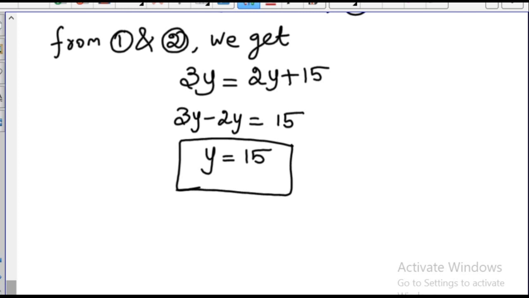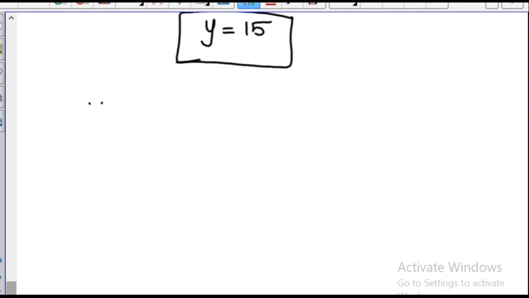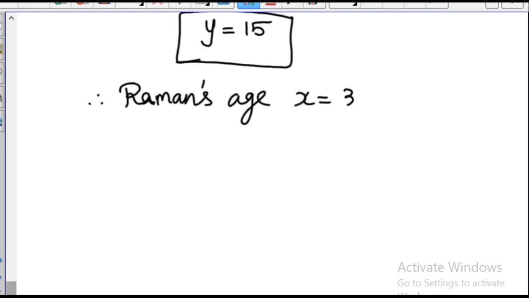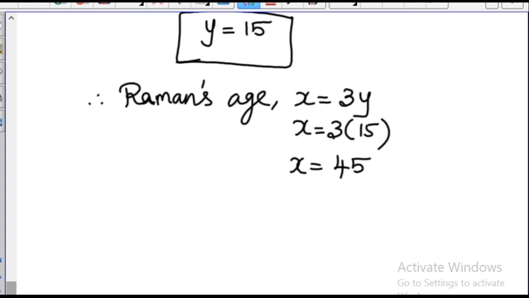What is that y? The sum of the two sons' ages. But in the question they are asking Raman's age. Therefore, for Raman's age we can choose any one equation because both have x. Raman's age x is equal to 3y, so x is equal to 3 into the y value, which is 15. Therefore x is equal to 3 into 15, you will get 45. Therefore Raman's age is equal to 45 years.